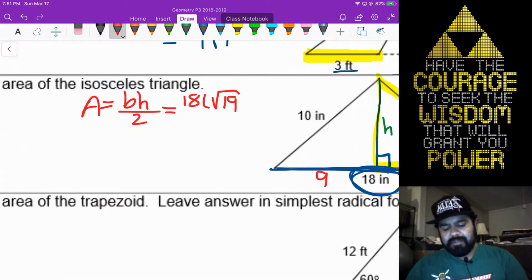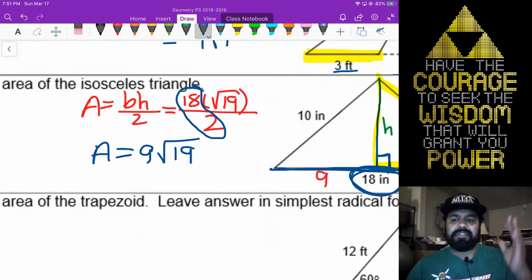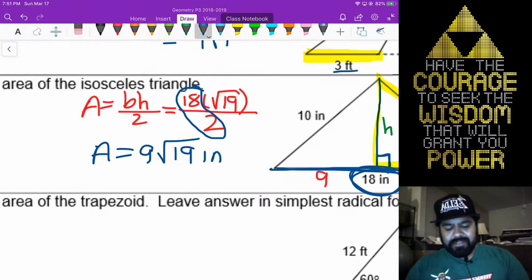So then, what we're going to do is we're going to say, hey, 18 and 2 can reduce on the outside. So my area is going to equal 9 rad 19. And then, of course, do not forget your units. Inches squared.